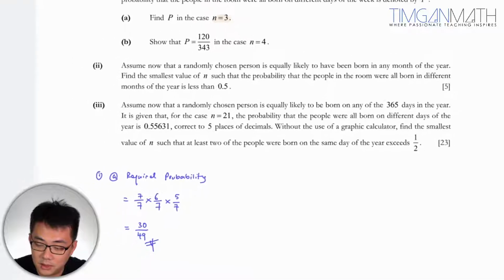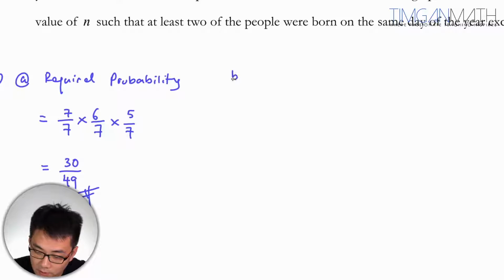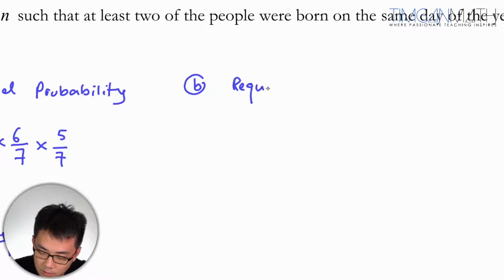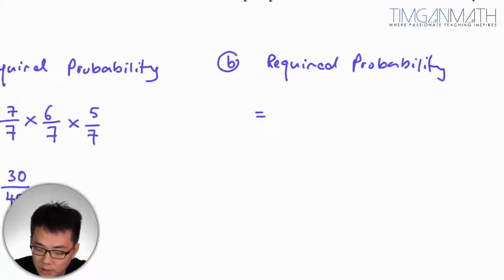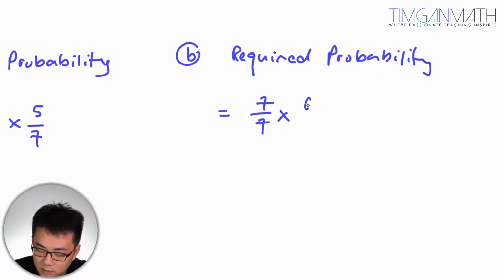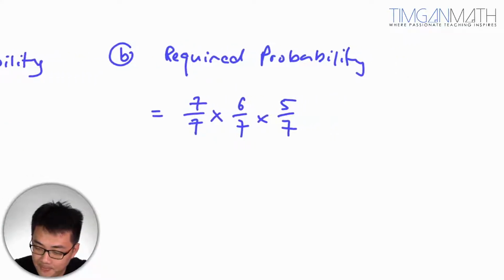Now show that P is equal to 120 over 343 for 4 days. So for B, when n equals 4, required probability. So this case here would be, for 4 days, 7 over 7 times 6 over 7 times 5 over 7. So when you have 4 people, you want all of them to have different birthdays, then this will be multiplied by 4 out of 7.